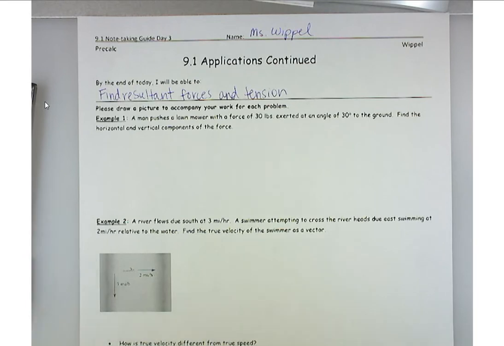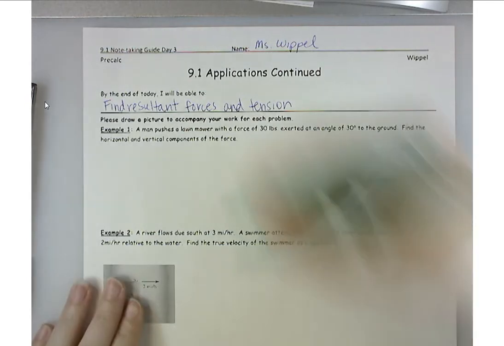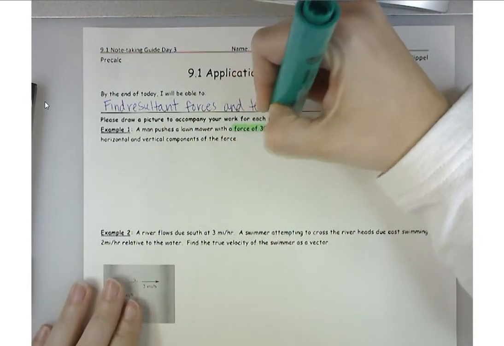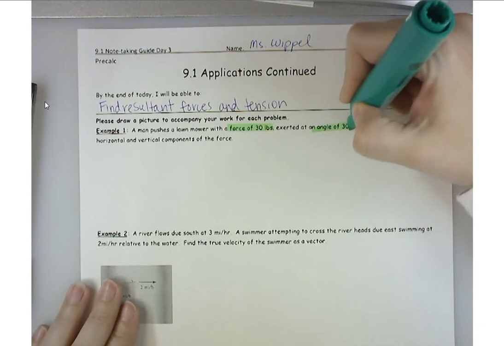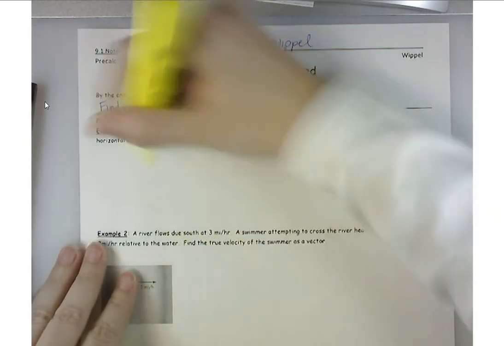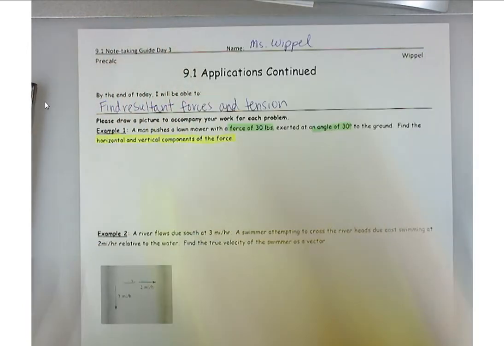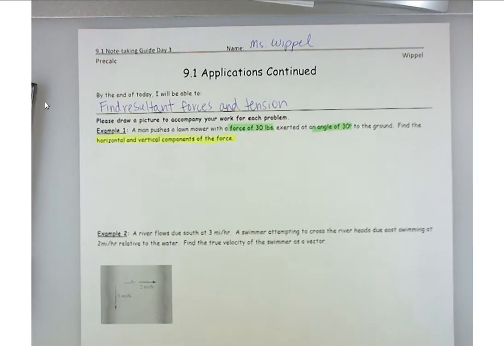Okay, so for example 1, a man is pushing a lawnmower with a force of 30 pounds exerted at an angle of 30 degrees to the ground. The force is 30 pounds and it's at an angle of 30 degrees to the ground. Then what we have to do is find the horizontal and vertical components of the force. So we're going to start by drawing a picture.